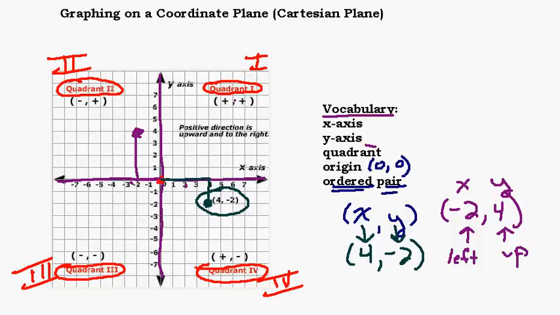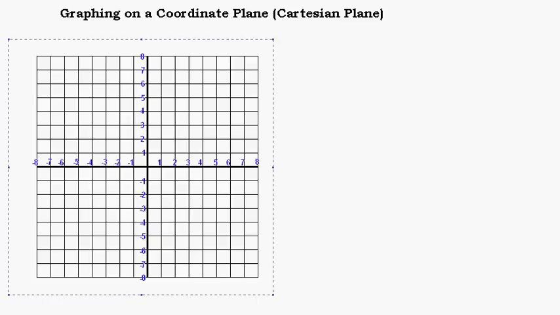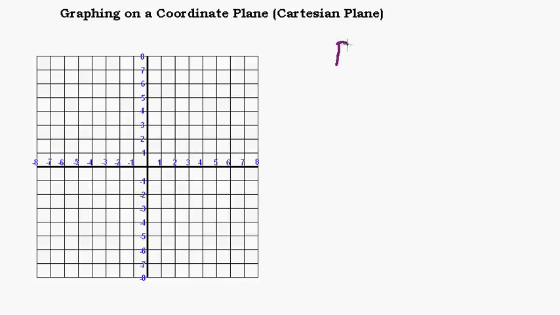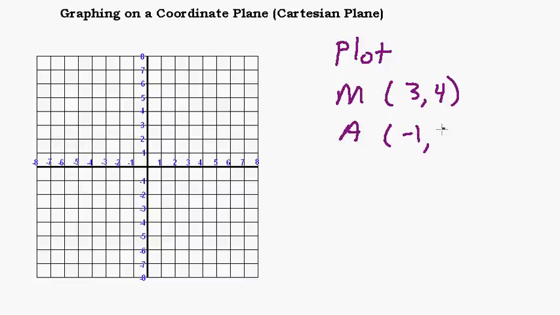Alright, with a little vocabulary under our belt, let's try some example problems. Let's get rid of this and just bring in a blank graph. And let's plot some points. Let's call the point M, it's going to be at 3, 4. The point A is going to be at negative 1, 5. The point T is going to be at negative 6, negative 3. And the point H is going to be at 0, 4.